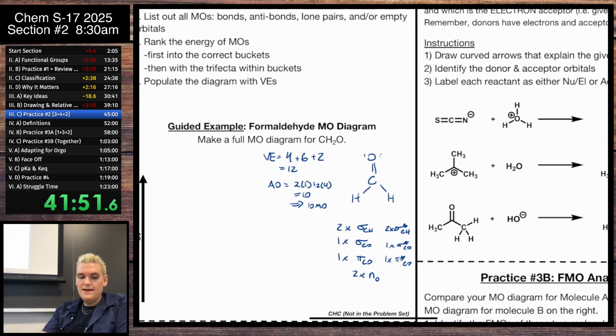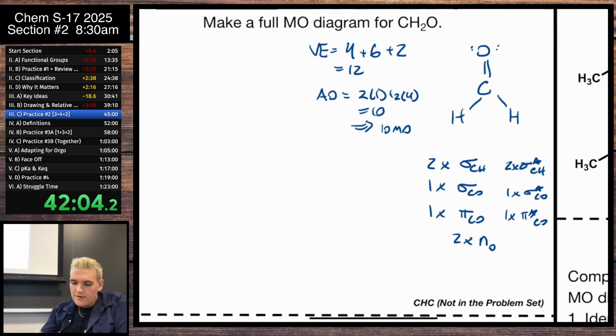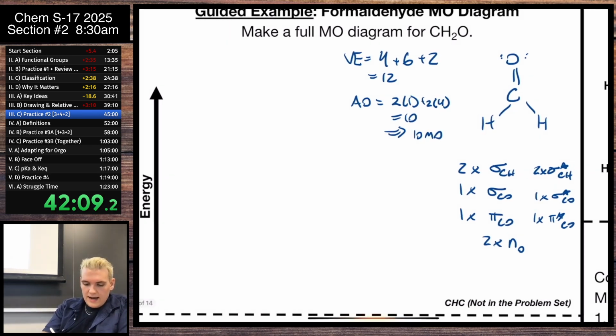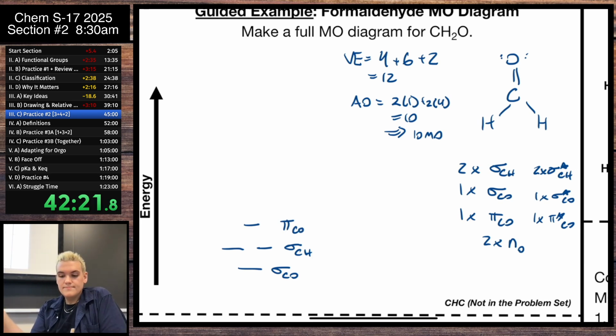Okay, our next step is we rank the energies of the MOs first into the buckets, and then using the energy trifecta within the buckets. So what's our lowest energy bucket of orbital type? Sigma. Okay, so from the sigmas we have CH and CO. Which one's lower? CO. So I do my sigma CO, and then I do my sigma CHs. Great, what's the next bucket? Pi, yeah, and then we only have 1, so CO. Then our next bucket is the non-bonding, so I would do my 2 non-bonding oxygens.